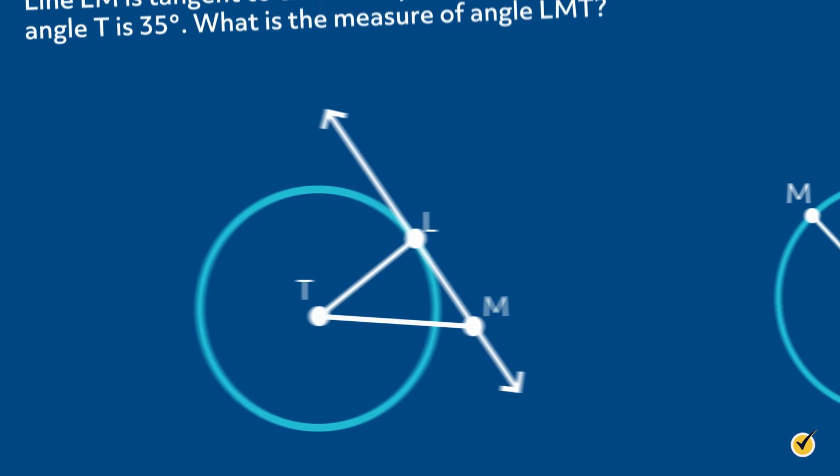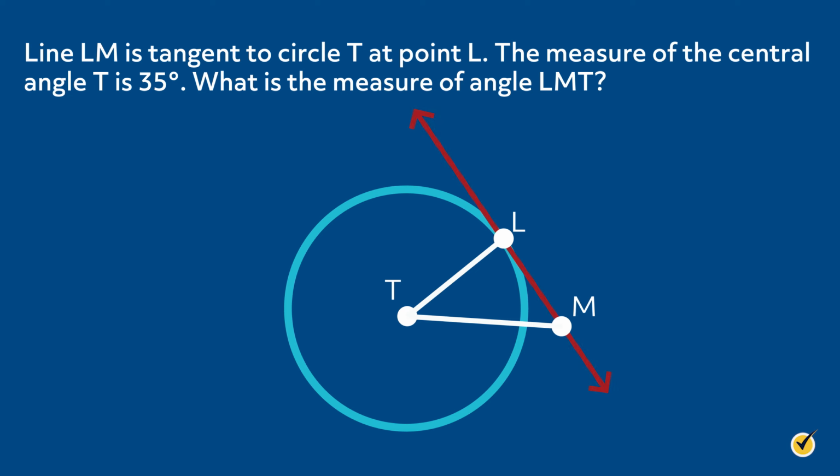Let's take a look at an example problem. Line LM is tangent to circle T at point L. The measure of the central angle T is 35 degrees. What is the measure of angle LMT?